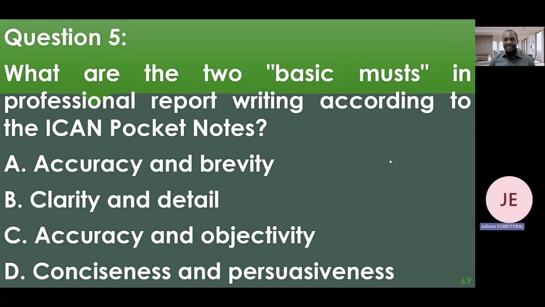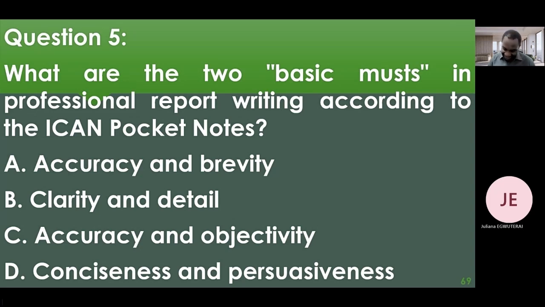What are the 2 basic musts in professional report writing according to the ICAN pocket notes? A. Accuracy and brevity. B. Clarity and detail. C. Accuracy and objectivity. D. Conciseness and persuasiveness. What are the 2 basic musts in professional report writing according to the ICAN pocket notes?